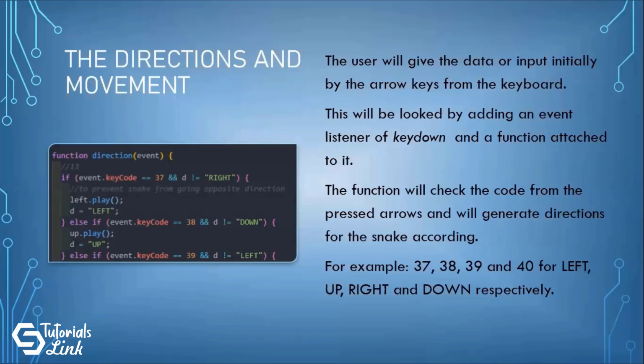Okay, so the direction and the movement. Let's just read this, then I'll explain this small chunk of code which I have put there. The user will be giving input initially by the arrow keys from the keyboard. As I have mentioned earlier, this game will be based on the arrow keys from the keyboard itself.